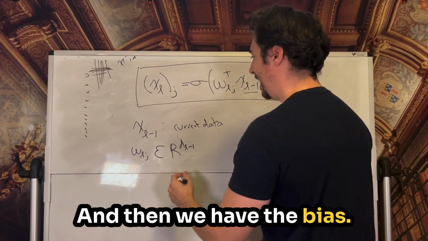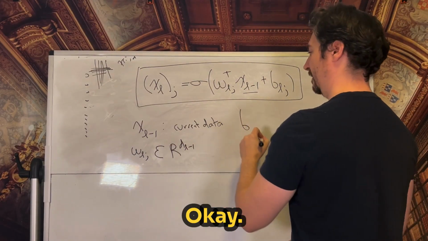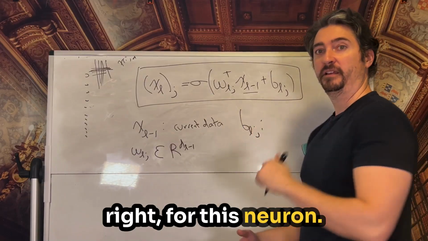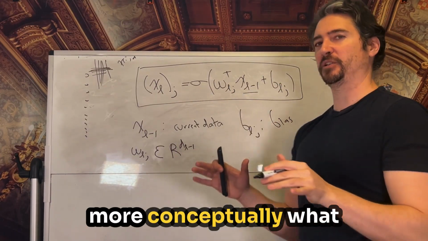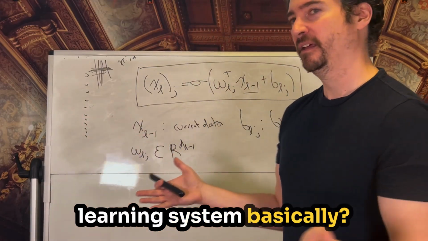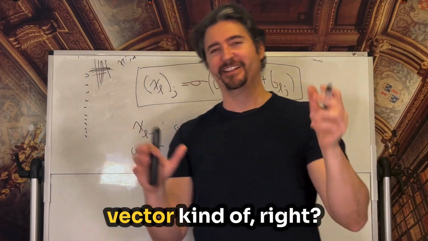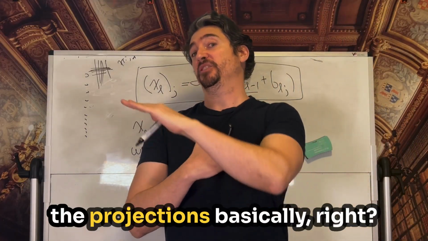And then we have the bias. Again, for this neuron, that's the bias as it usually is. I'll explain a little more conceptually what that means in deep learning. Is it the same thing as in a linear system? Basically, it's kind of like the intercept. You're anchoring the data vector, or now you'd be anchoring the projections, basically.